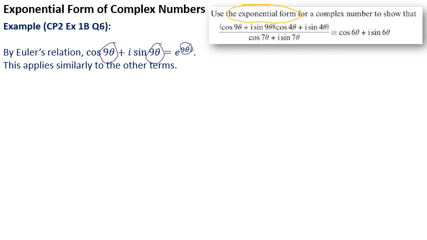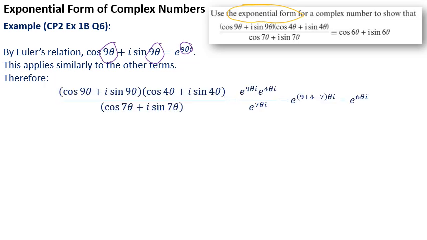And we can do exactly the same thing to the rest. Cos 4 theta plus i sine 4 theta is just e to the 4 theta i. And cos 7 theta plus i sine 7 theta is e to the 7 theta i. And because we can multiply and divide exponential terms and apply our addition and subtraction laws, we get e to the 6 theta i. The last step is to demonstrate why this is equivalent to what we've got on the right hand side over here, cos 6 theta plus i sine 6 theta. And that should be pretty quick and simple as well.